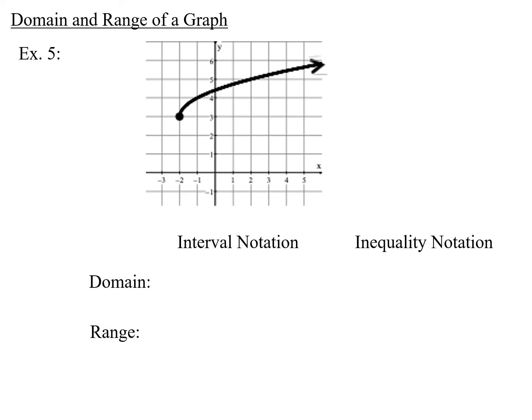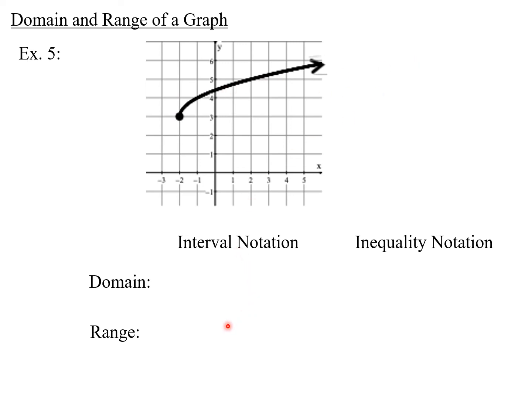Now let's talk about the domain and range of a graph. Remember, we're going to write these in both interval notation and inequality notation. The domain is our values of x, as you recall. So I'm going to have an imaginary vertical line that starts at the left and moves to the right until we encounter the graph. That's right here at x equals -2.